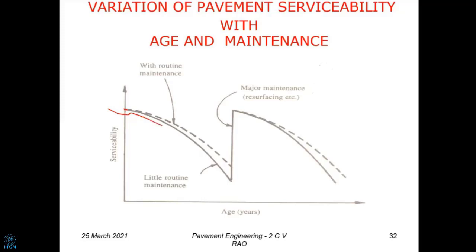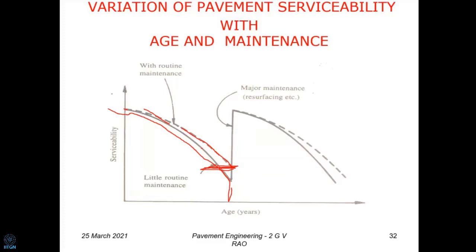It will start developing cracks and raveling. It will have some potholes, and so slowly it's going to come down. You don't want it to come down to 0, which is impossible, or you want to stop it somewhere. At this point I'm going to maintain, and that's what I call routine maintenance. If you keep maintaining routinely, naturally the decrease in serviceability is going to be less, and the level is not going to go down so much. It will be what we call the terminal serviceability, the condition at the end of the design period.